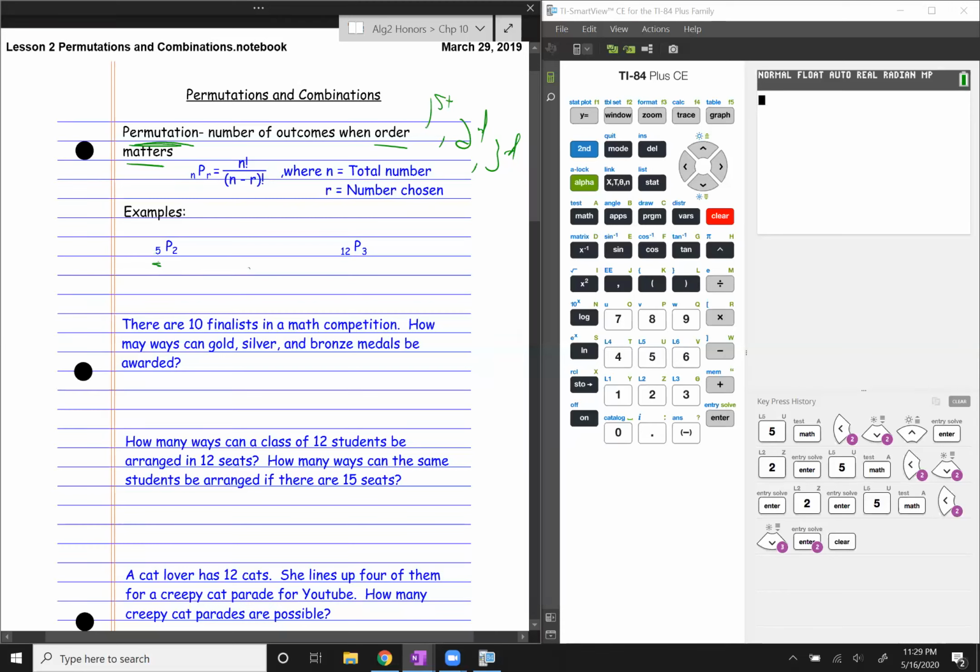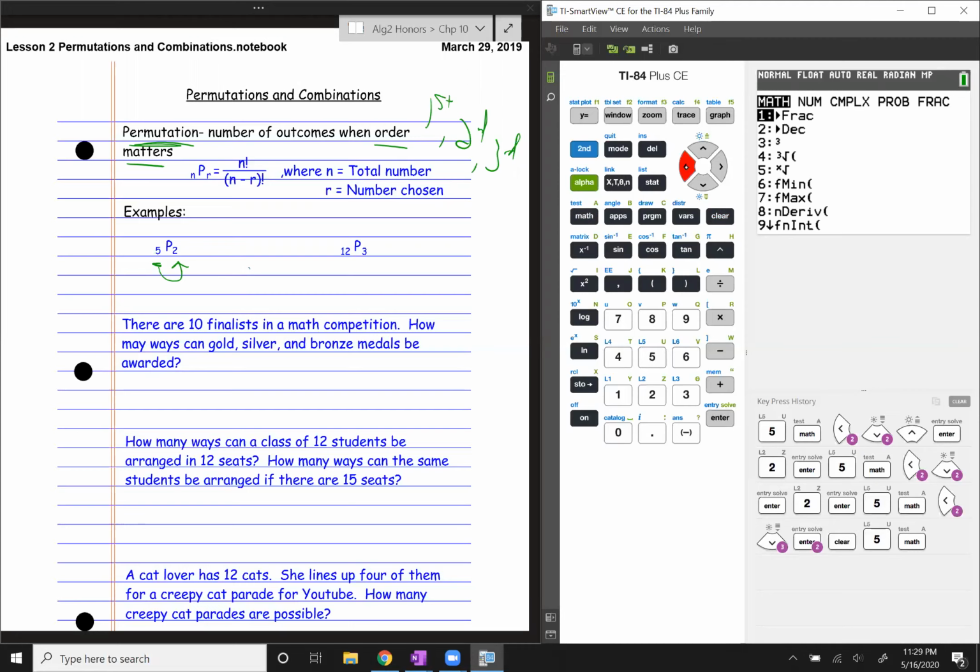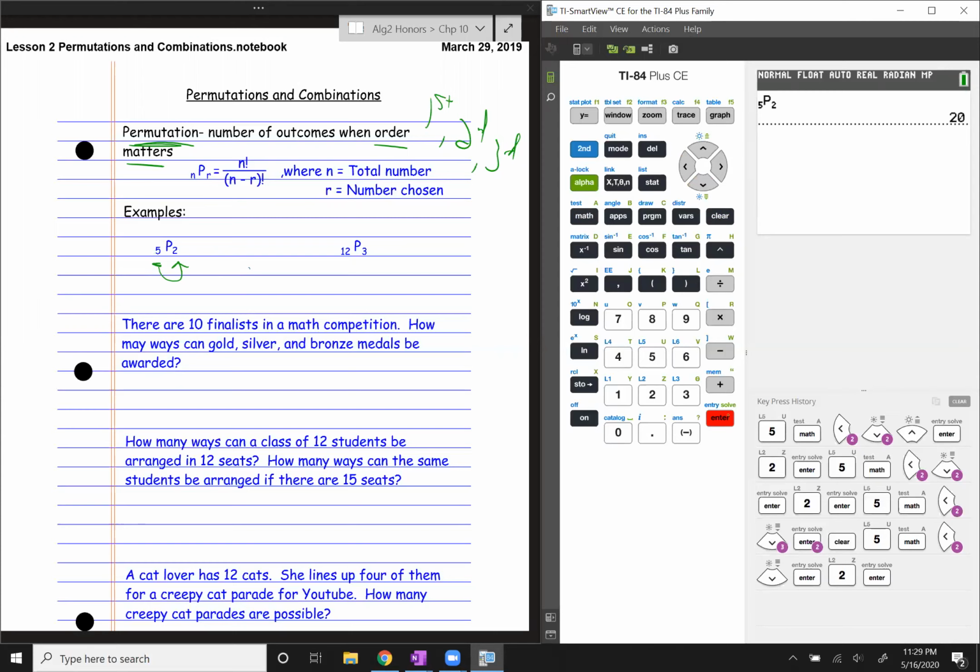So this means we have 5 total objects, or whatever it is. 5 people run a race. The top 2 get a prize. So here's how it works: 5. We're going to hit math. I'm going to work backwards over probability and then go down to permutation. I want a permutation of 2. Done deal. So this answer is 20.